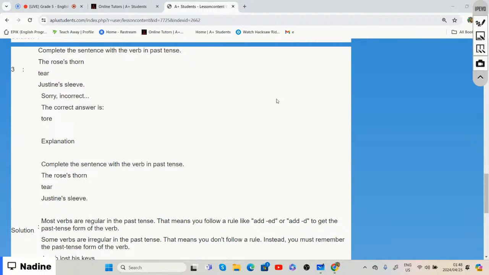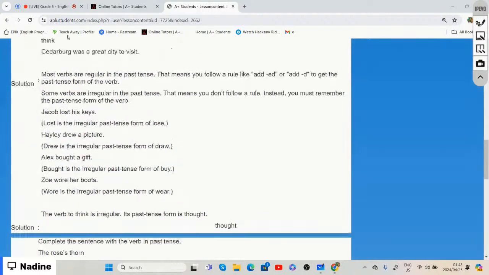All right. So we said the rose's thorn. It tore, not tear, but it tore. Right. So that is now the end of our lesson.